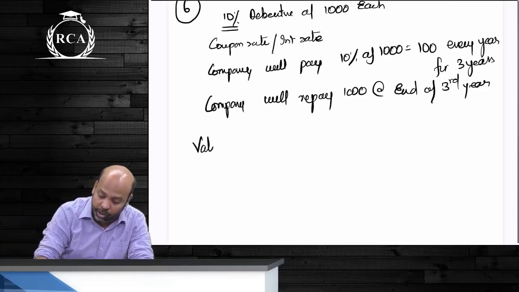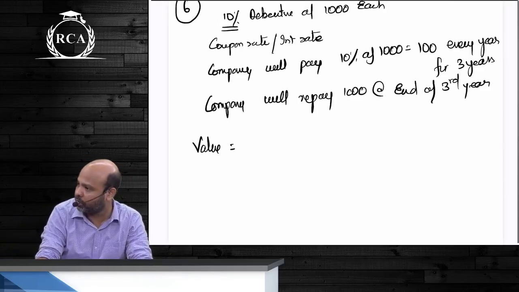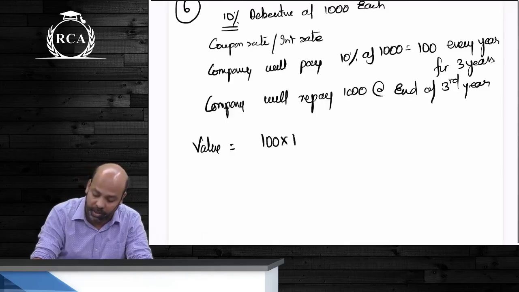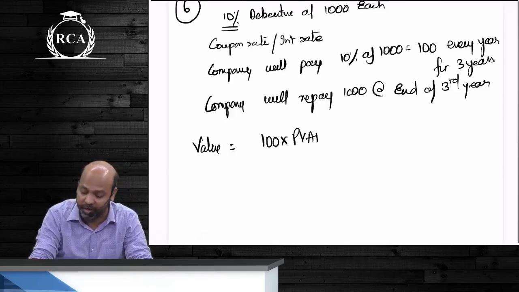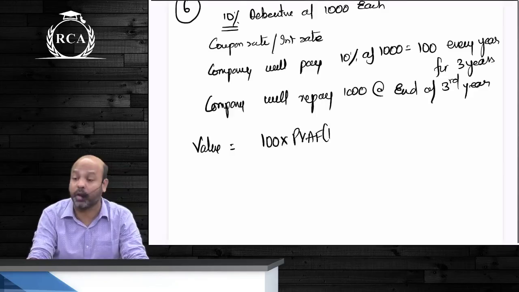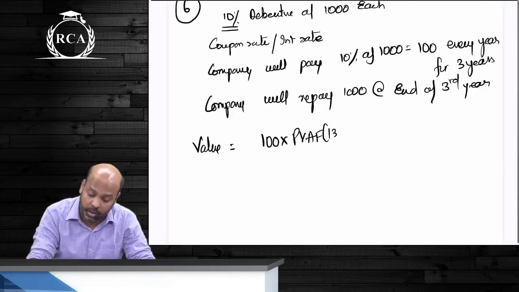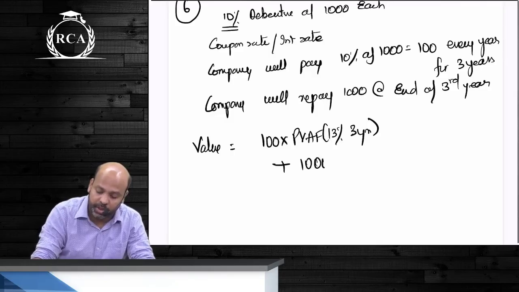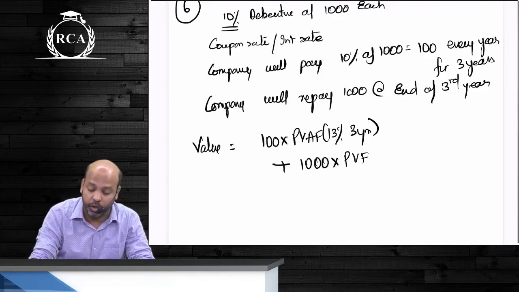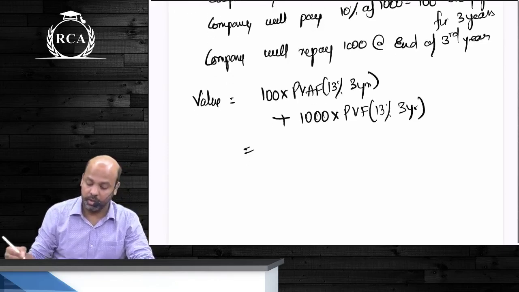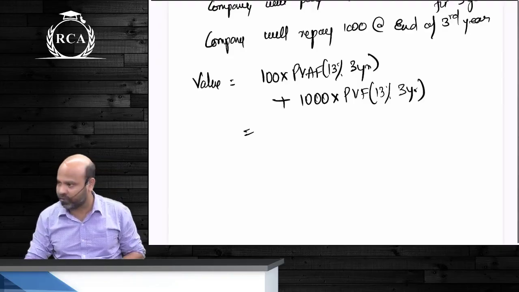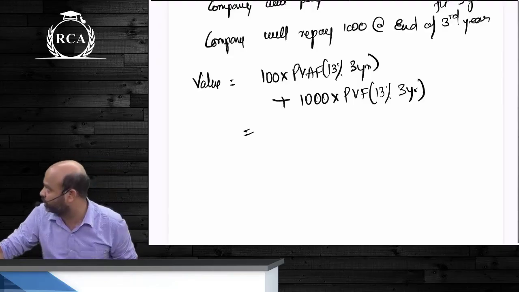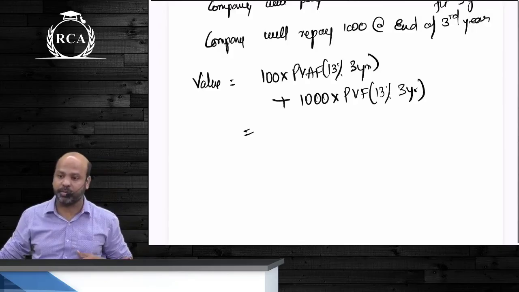So the value that you will be willing to pay, beta, is 100 rupees multiplied by the present value annuity factor at the required rate of return, 13% for 3 years, and 1000 rupees multiplied by the present value factor, because you're going to receive it only once at the end of third year. This includes both an annuity as well as a single cash flow. You're supposed to discount that 100 rupees separately and 1000 rupees separately.